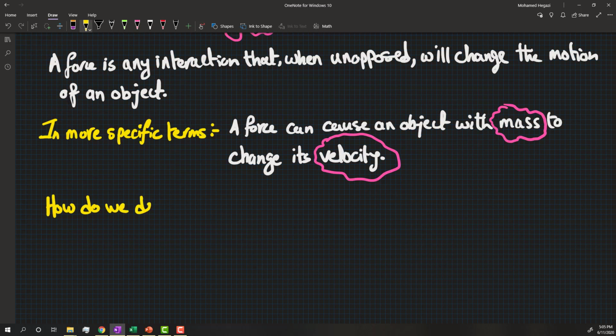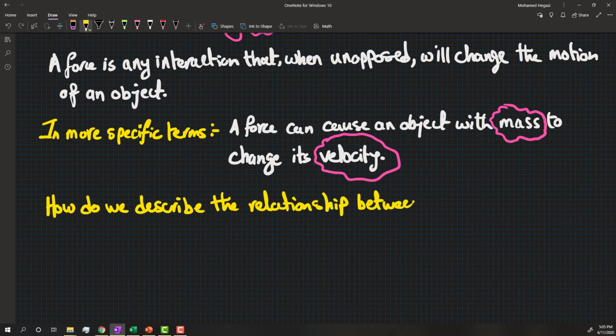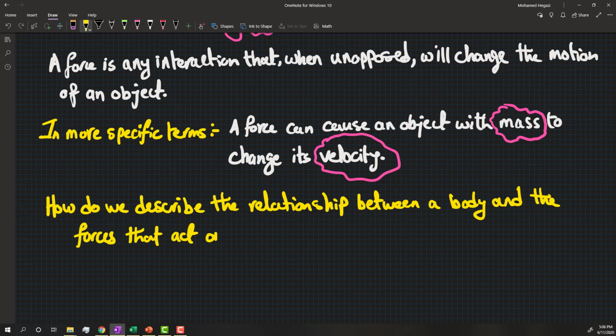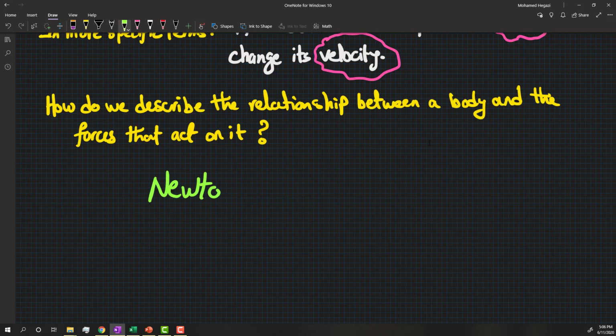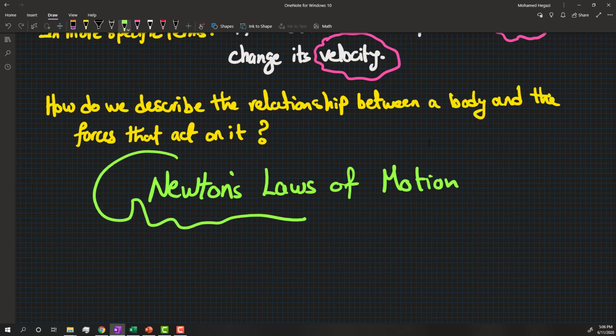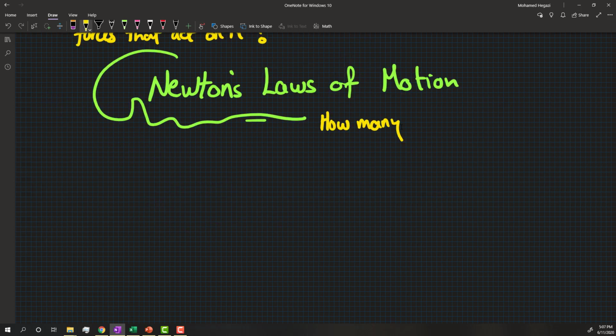Now that we know what tractive effort is and what a force is, the question that arises is, how do we describe the relationship between a body and the forces that act on it? And the answer to that question can be broadly stated as Newton's laws of motion. Does anyone remember how many laws there are? Well, there are three laws.